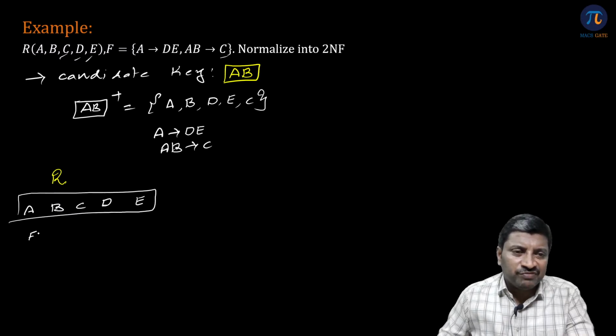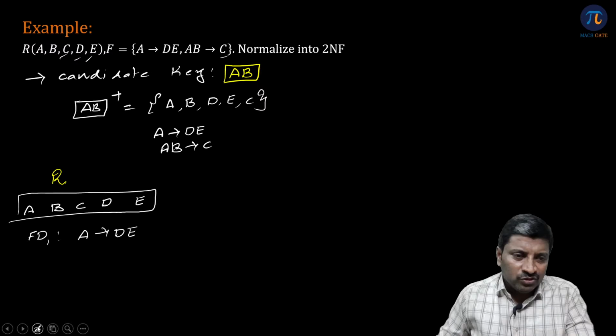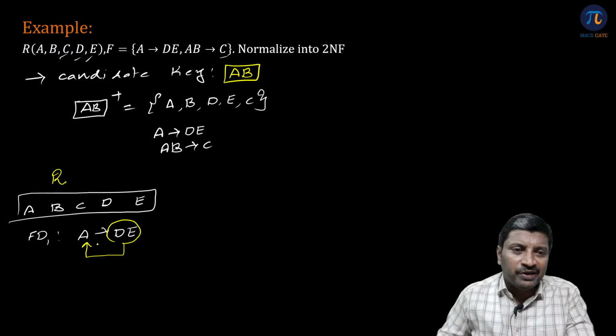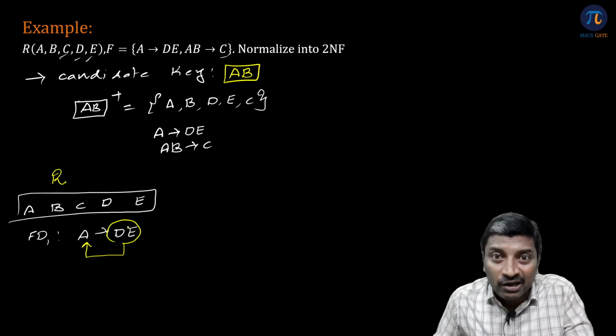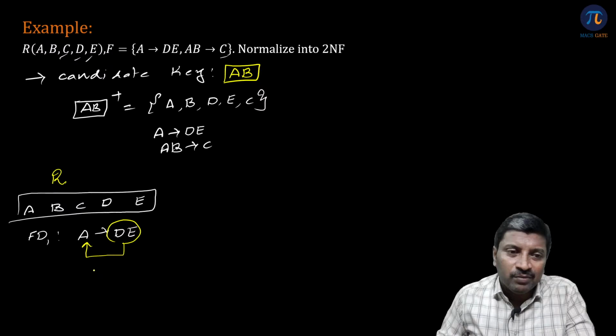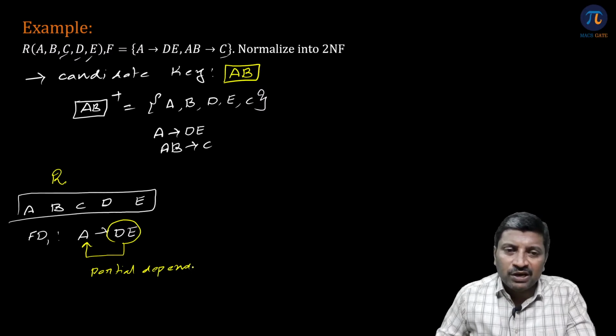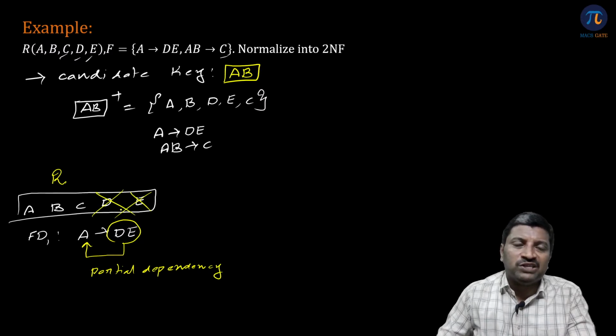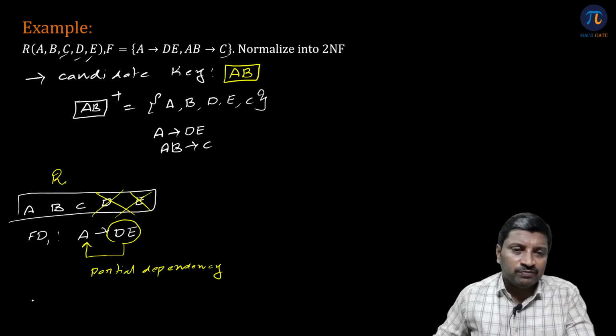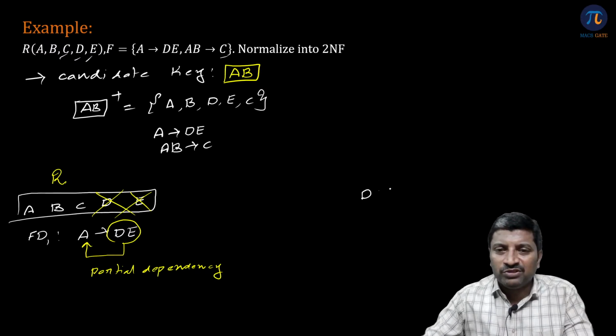If you consider the first functional dependency, A implies D, E. Sir, please observe it. These two are the villains. They are not completely depending on AB. They are depending only on A. So that is an example of a partial dependency. Because they are depending on only A, not on B. So what I need to do, sir? Remove these two villains from the original table. I removed it. So let us make a new table with D, E.